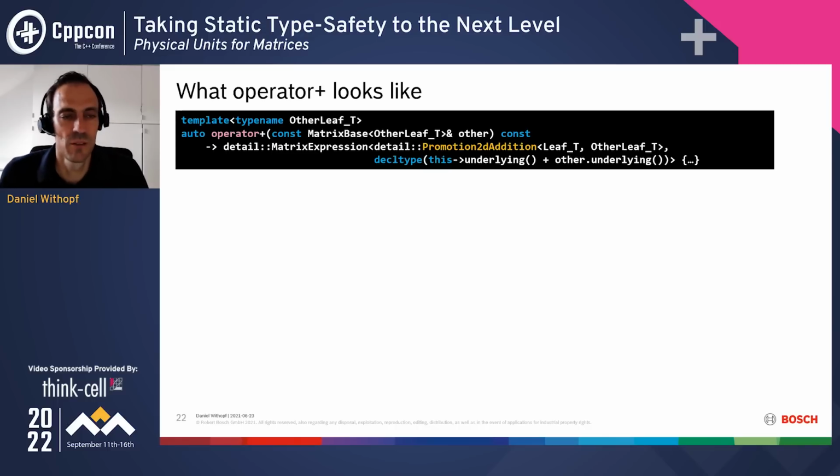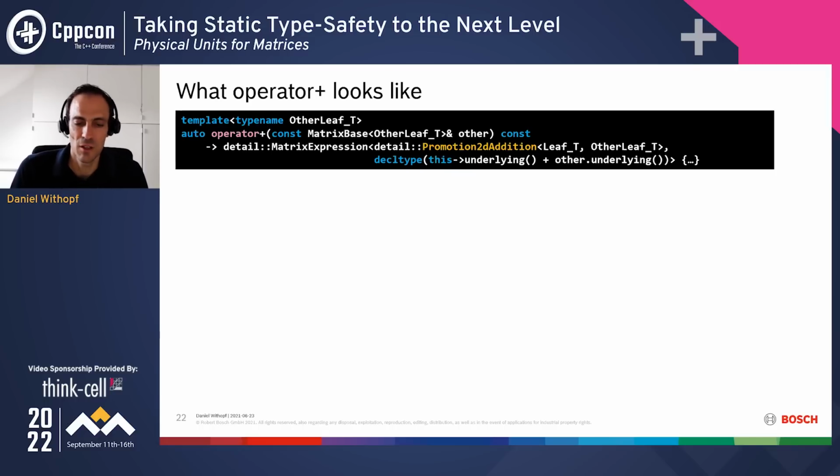The two template arguments for such a matrix expression are, first of all, a promotion type, in this case, promotion for the addition. And this type is responsible for promoting the types inside my library. So it's basically specifying what the return type of this addition should look like by inferring the four template arguments of class typesafe matrix. And the second template argument for that class is simply the decltype of the addition of the two underlying linear algebra libraries. So this forwards to Eigen and returns whatever Eigen returns when you call the addition operator.